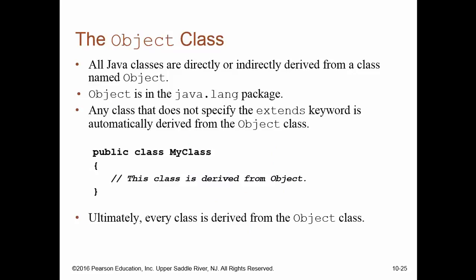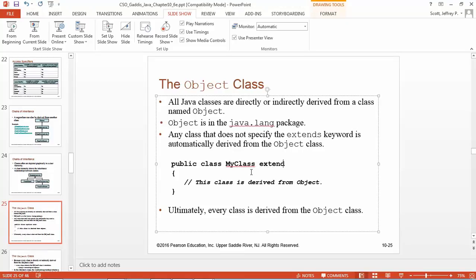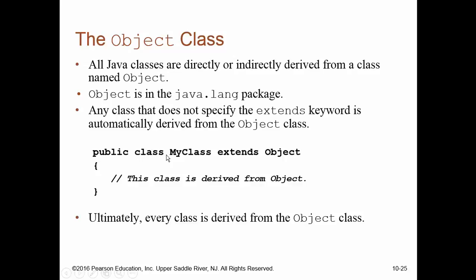So again, all Java classes are direct or indirect descendants of object. Since object is in the java.lang package, you never need to write that down because it's just automatic. So in other words, as I showed you, this right here would have been totally fine to have written it like this. It literally is the same thing.